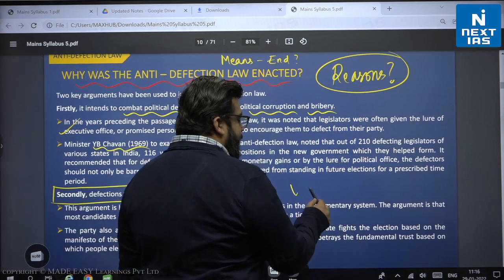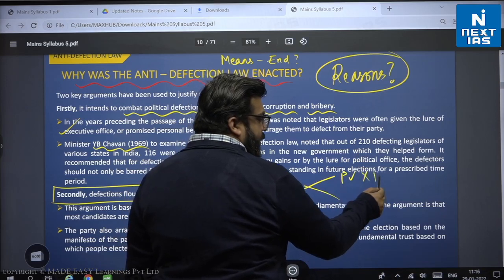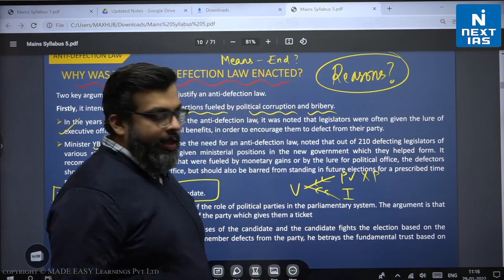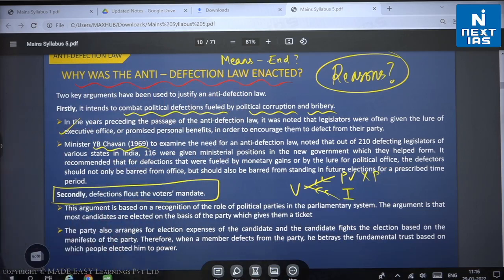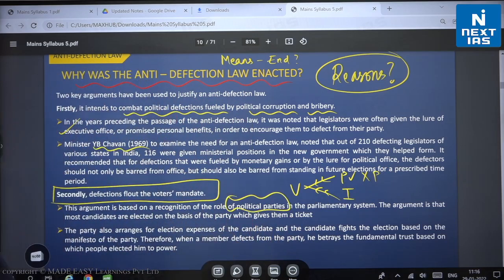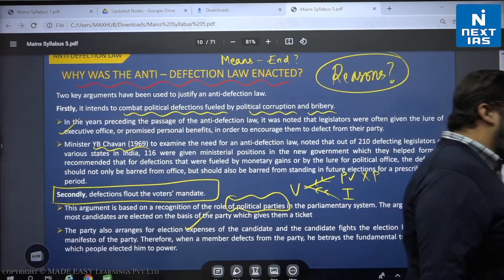Your voter has voted for you for two reasons. One, either you have a political party backing you or you don't. And second, for the individual promises that you have made to the voter. ये दोनों आपने कॉम्प्रोमाइज कर दिया, आपने अपना प्रॉमिस तोड़ दिया, राइट? And this argument is obviously based on the recognition of the role of political parties in the parliamentary system, right? ये तो वही बात हो गई that the party has arranged for your election expenses, given you airtime, given you everything, and just when the right time comes, you have decided to defect on the basis of power.